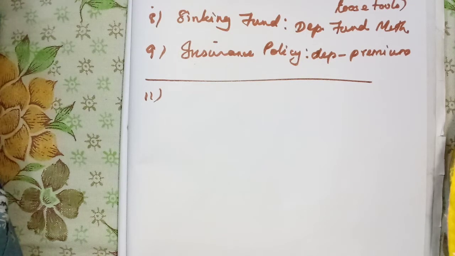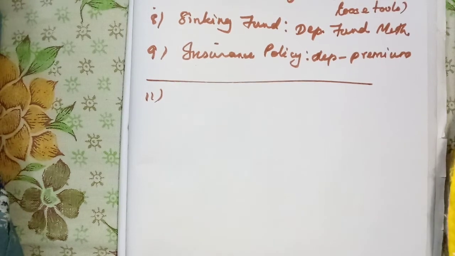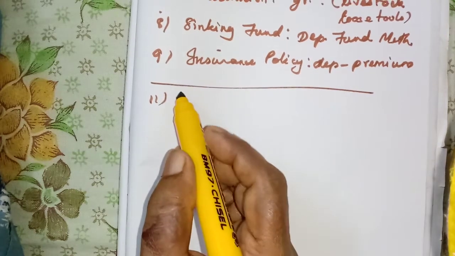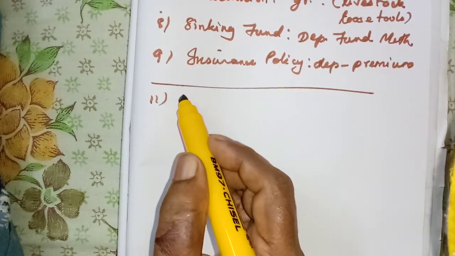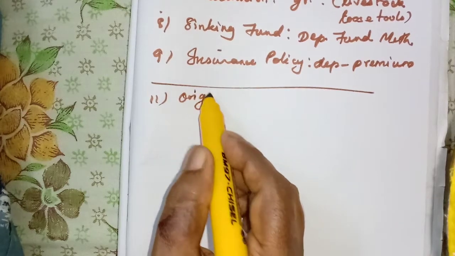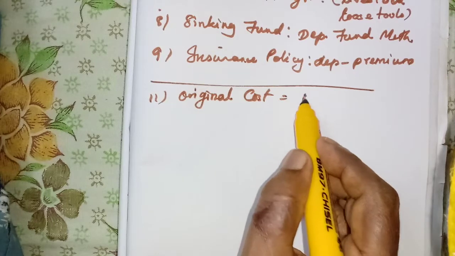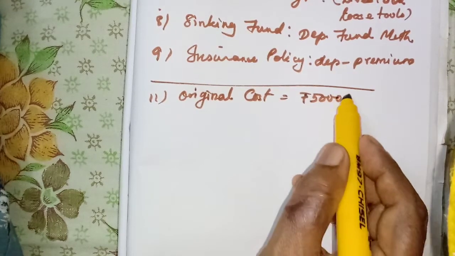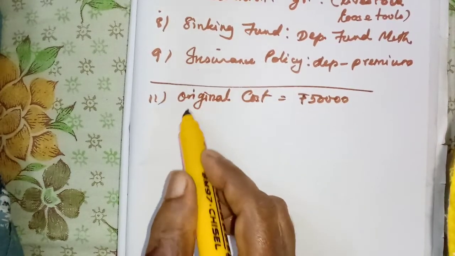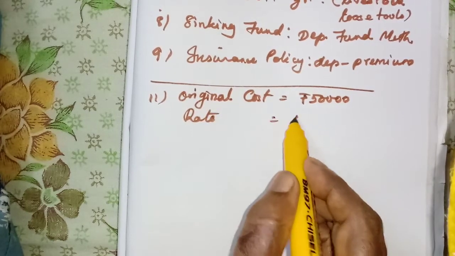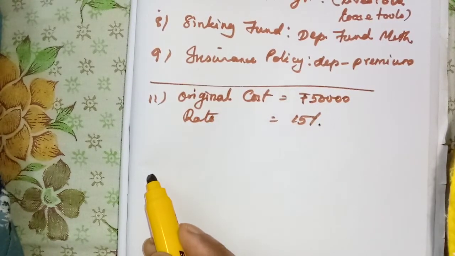An asset is purchased for rupees 50,000. The rate of depreciation is 15% per annum. Calculate the annual depreciation for the first 2 years under the diminishing balance method. Original cost is rupees 50,000. Rate of depreciation is 15% per annum, isn't it?